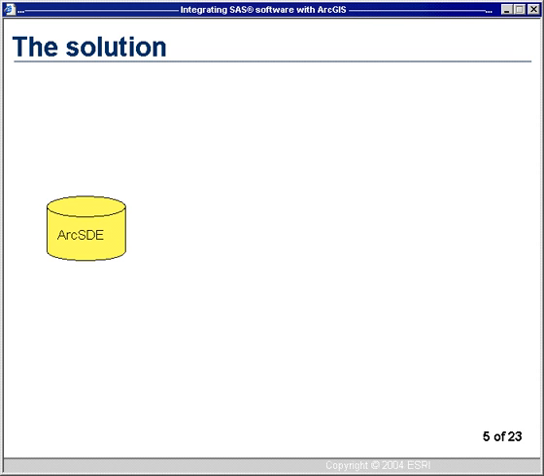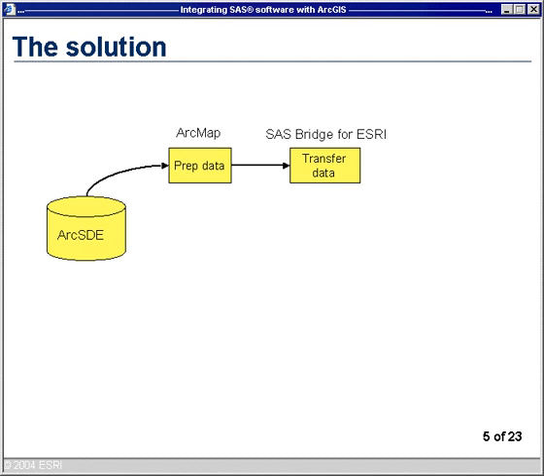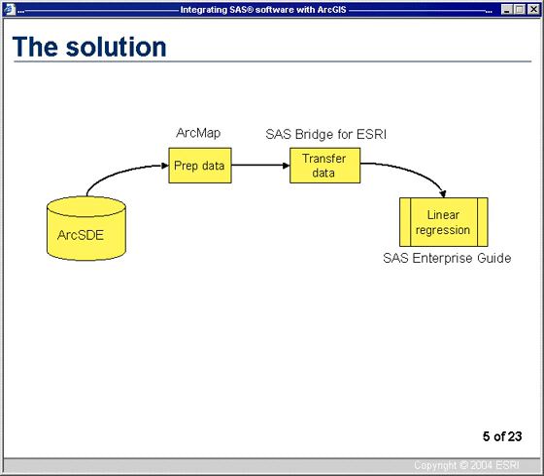Our data was stored in a centralized multi-user ArcSDE database that was accessed by up to 40 GIS operators at one point in time. Using ArcMap, we prepared the data, and then using the SAS Bridge for ESRI, we transferred the data from the ArcMap environment into the SAS environment. Then using SAS Enterprise Guide and linear regression, we actually computed a line that would give us an indication of the main path of debris.